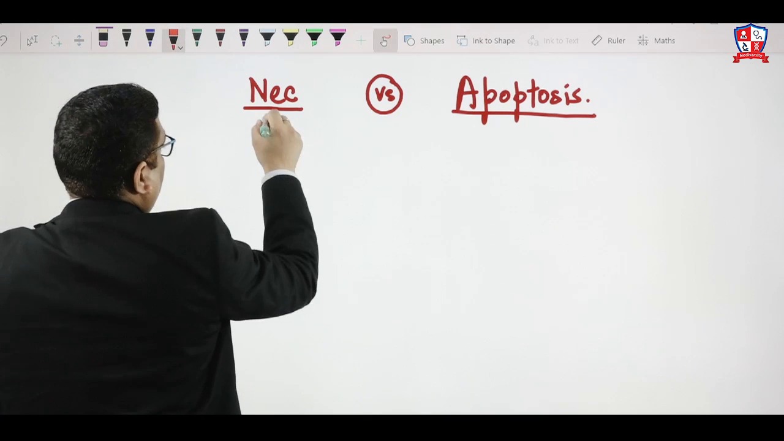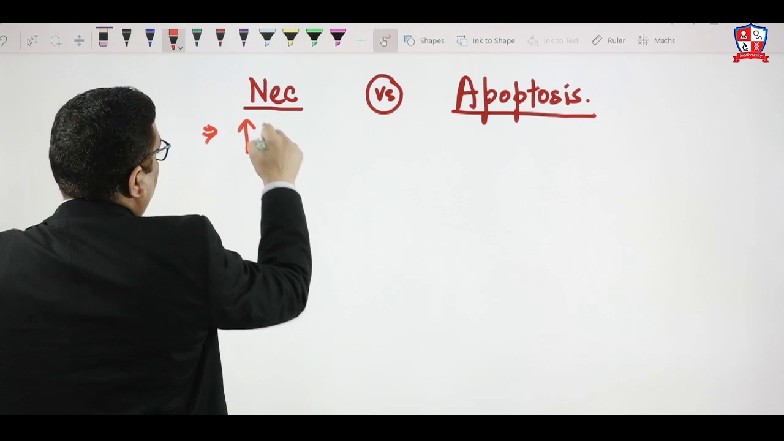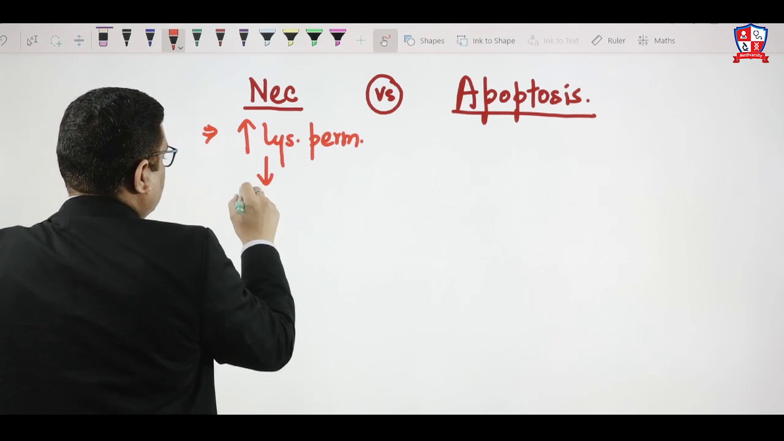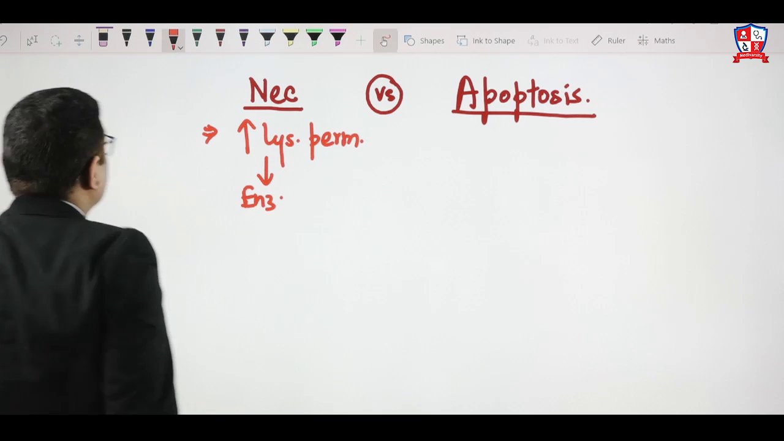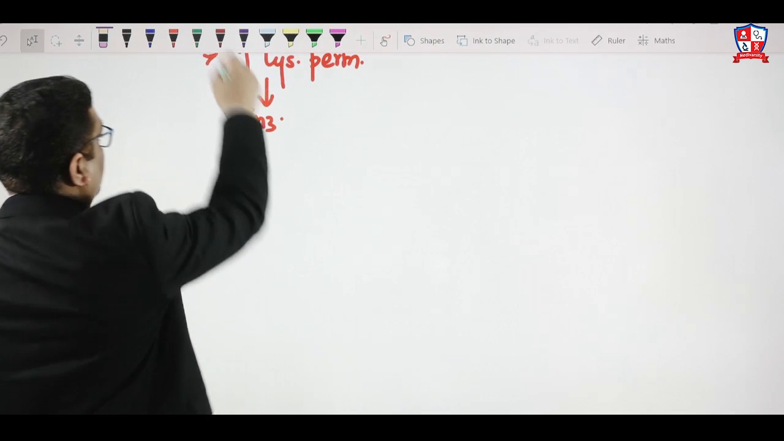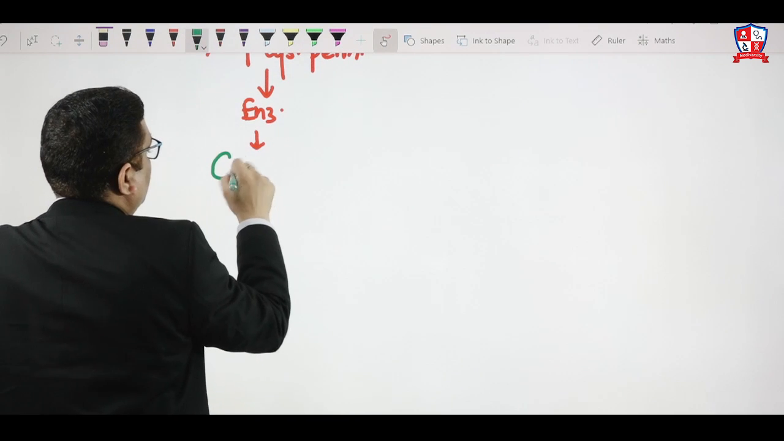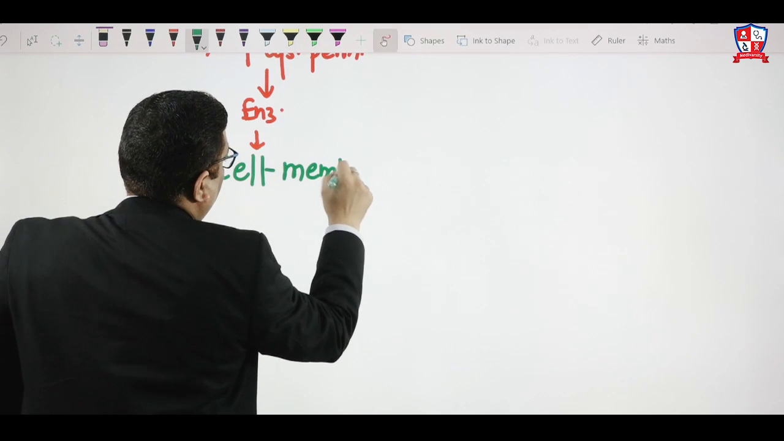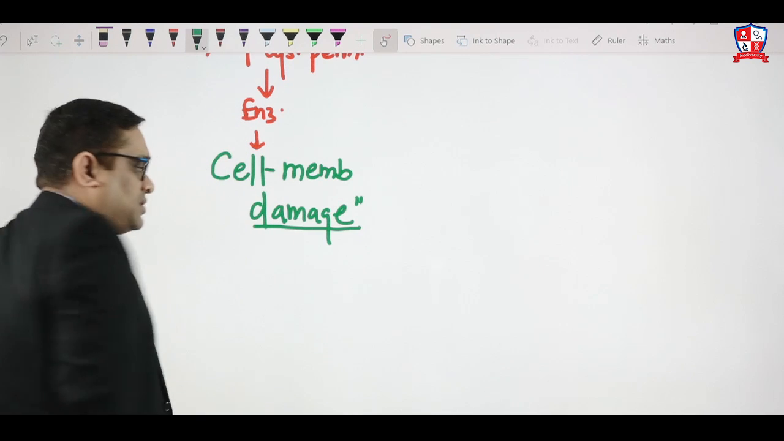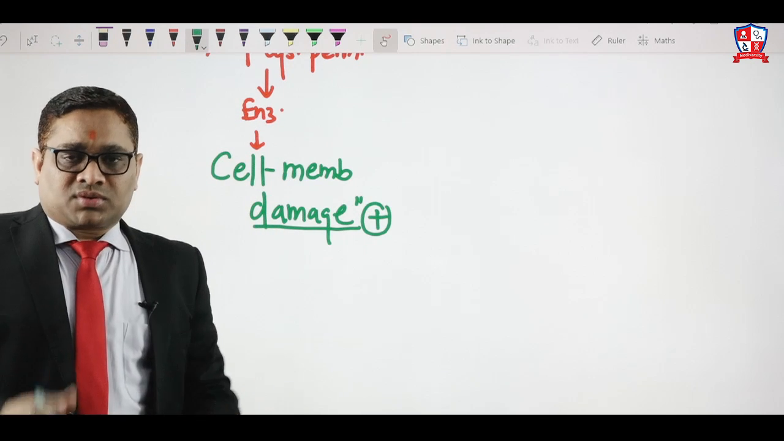So in this you will notice what happens in necrosis. What we have to understand in necrosis is that because of the increased lysosomal permeability, enzymes are released. When these enzymes are released, they are going to cause cell membrane damage, or cell membrane rupture. So cell membrane damage will be present in necrosis. That is the important thing we have to understand.